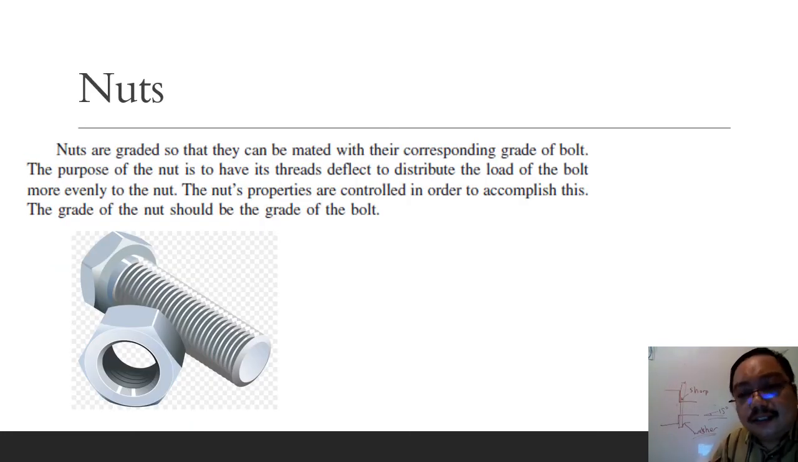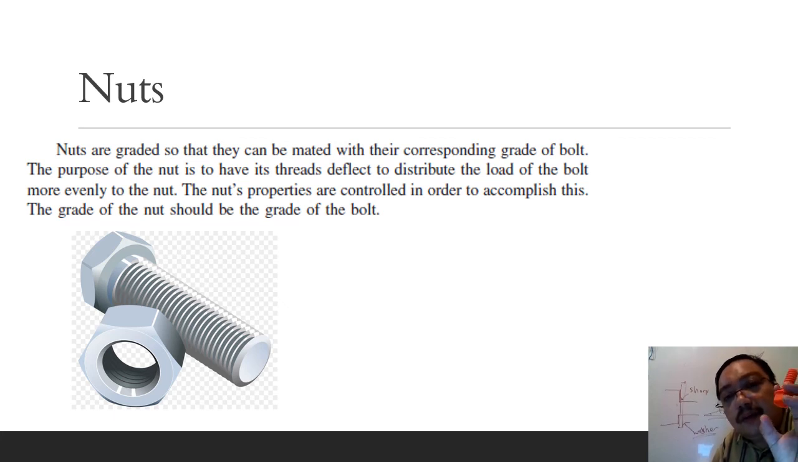Okay, about nuts. Nuts are graded so that they can be mated to this bolt, so nut and bolt are related. The purpose of the nut is to have its thread distribute the loads of the bolt evenly to the nut. The nut properties are controlled in order to accomplish this. The grade of the nut must be the grade of the bolt. When you are buying the nut and the bolt, make sure it is the same grade.